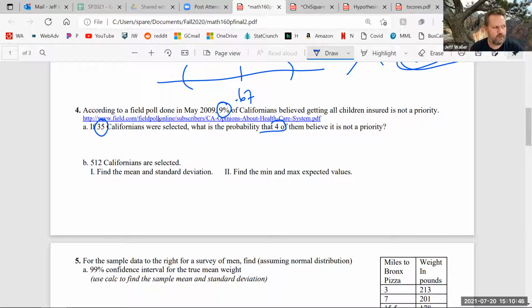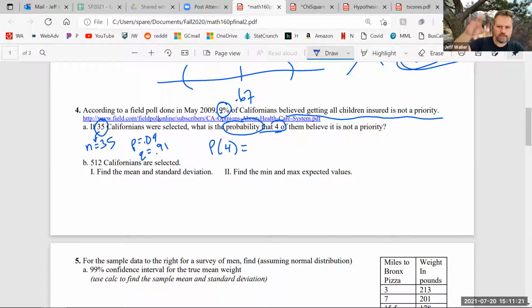What is 35? What is the variable for that? That's the sample size, that's n. What is 9%? 9% believe that children shouldn't get health insurance. Is it the N and the P? Good. P is 0.09, so then Q is 0.91. So now you start to see what kind of problem this is, right? It's an NPQ problem, with the probability that 4 of them. So what's that formula that has the N's, the P's, and the Q's in it?